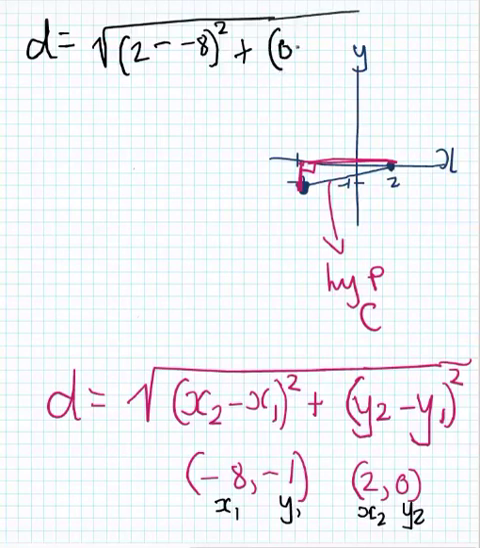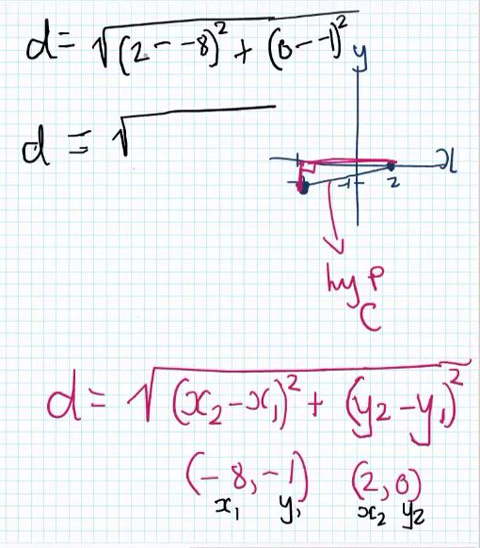0 minus minus 1 squared. Okay, and then we'll simplify this. So we have, I put like I was writing a question, D equals the square root of 2. Now a negative and a negative make a positive. 2 plus 8 will give me (10) squared.